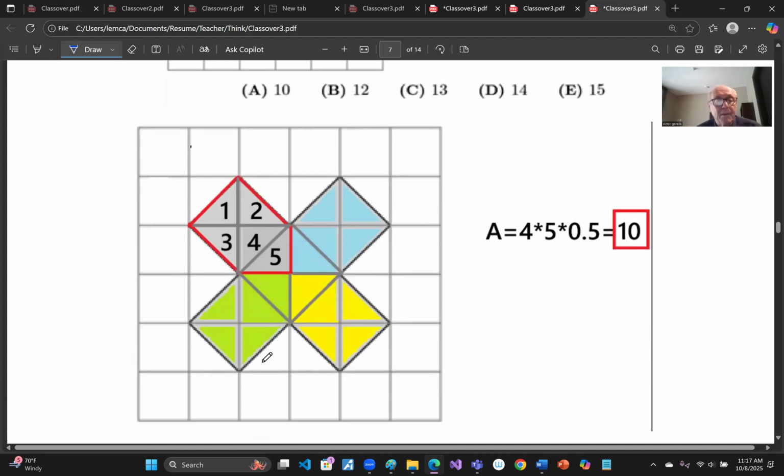We will decompose the original shape into four pentagons: red, blue, yellow, and green. And then we'll decompose each pentagon into five equal triangles: 1, 2, 3, 4, and 5. Area of each is 0.5. So the total area is 4 (number of pentagons) by 5 (number of triangles) by 0.5 (area of one triangle), and it is equal to 10.